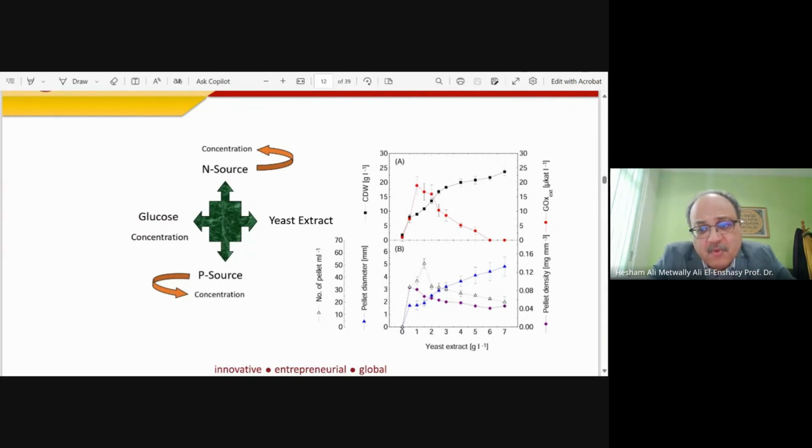Therefore, we keep between 1 and 2 grams per liter, but we calculate here the number of pellets and the pellet density in milligram per milliliter. We find that the pellet density decreases once we increase the yeast extract concentration, and the pellet diameter increases in millimeters.